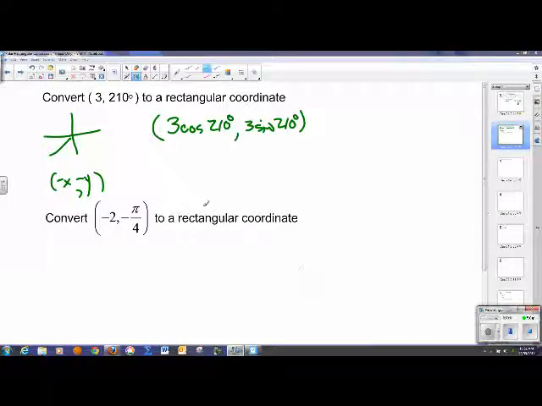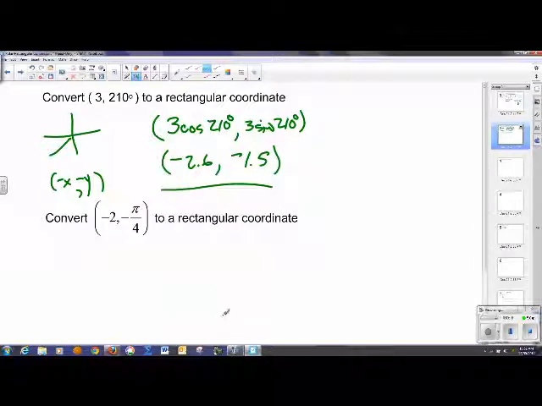The value of 3 cosine 210 is, let's go to degrees, negative 2.6. And 3 sine of 210 is negative 1.5. So this gets us a negative and a negative, and appears to check out. Now if we want to convert (negative 2, negative pi over 4), that's roughly down here in the fourth quadrant, so we should be getting a positive x and a negative y.